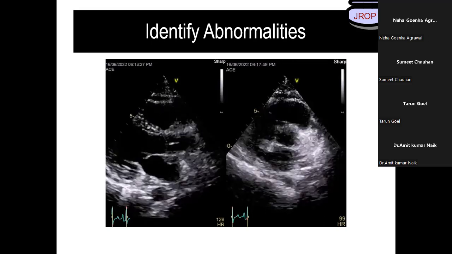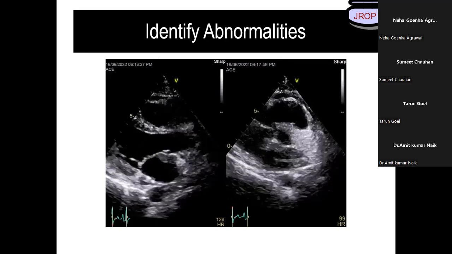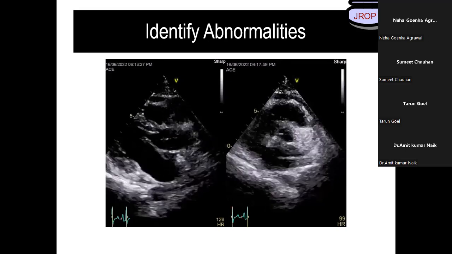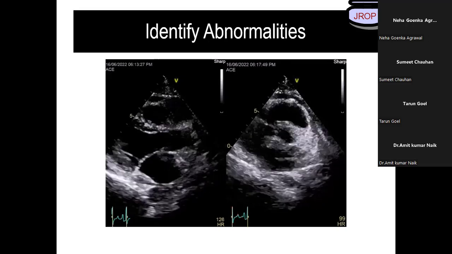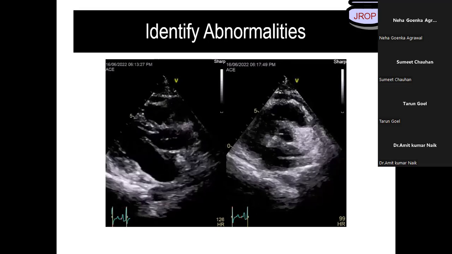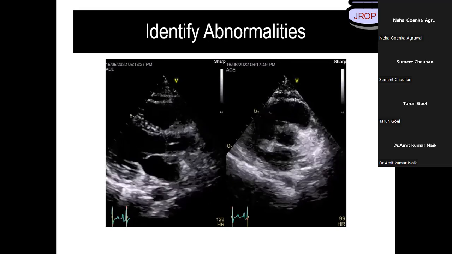This is for you. Last question, Abhishek. Yes, sir. Identify the abnormality. If you identify the abnormality, something good. Neha, Sumit, you can take up these questions. Is there a bicuspid valve? Sir, can I take it? Yeah, go ahead.